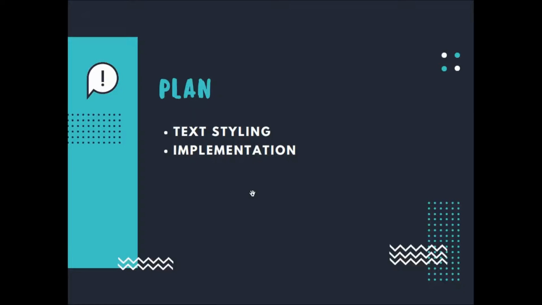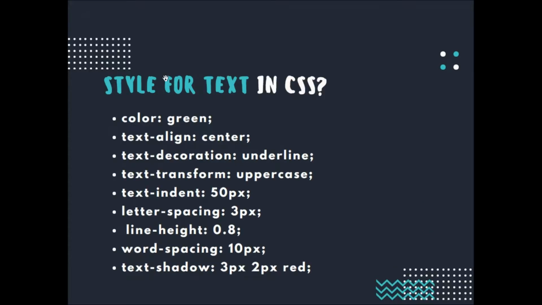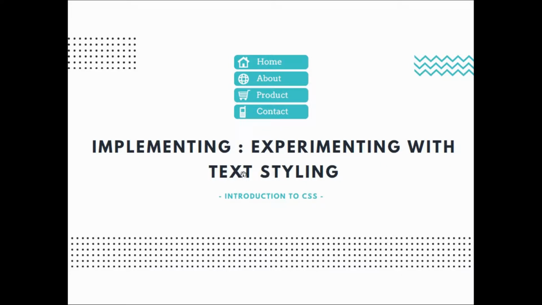to CSS. Our plan for today is to visit the several text styling techniques, and we will go straight into the implementation. Some of these techniques or options that we have are colors, text align, text decoration, text transform, text indent, letter spacing, line height, word spacing, and text shadow. Of course, we will see each of these options during the demonstration. Let's now go straight into the implementation and experiment with text styling.